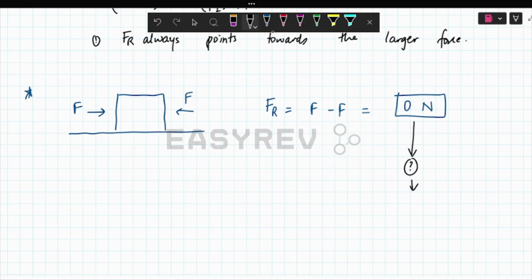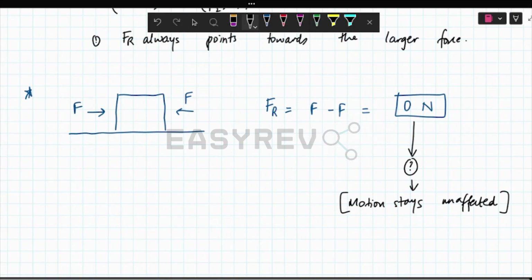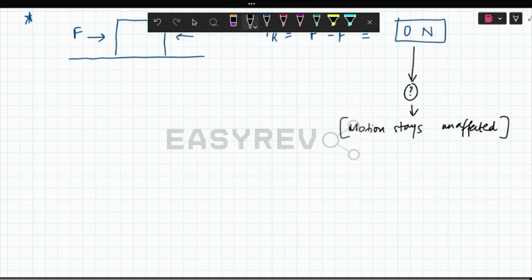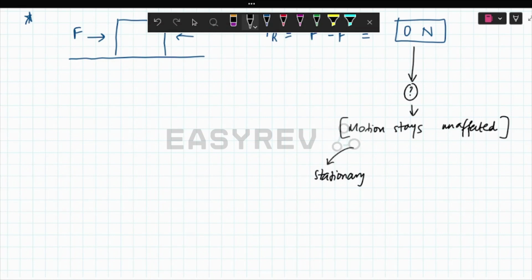Now the question is, what does this 0 newton mean? Physically speaking, 0 basically means empty, right? Nothing. So 0 newton means that you're basically applying no force on the object effectively. In other words, you're creating no effect on the motion at all. So 0 newton resultant force means that motion stays unaffected. Now when you claim that motion stays unaffected, what happens after ultimately depends on what the object was doing before. If the object was stationary before, it will continue to stay stationary, since motion is ultimately unaffected.